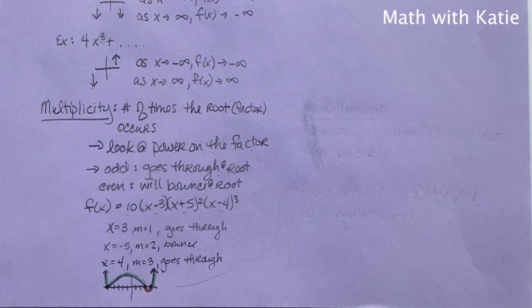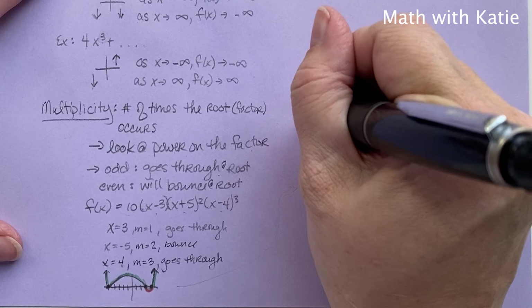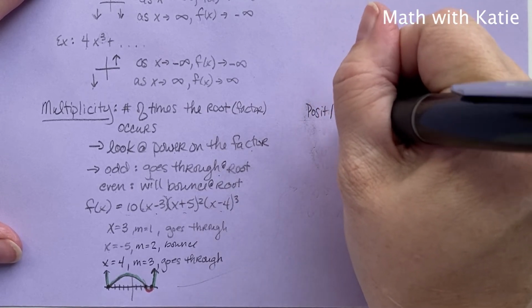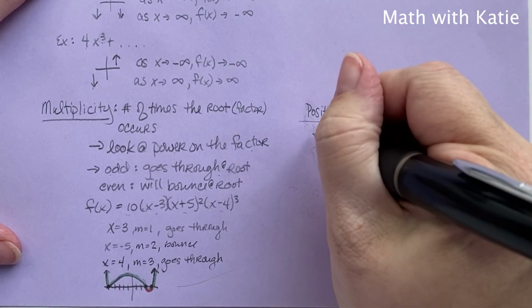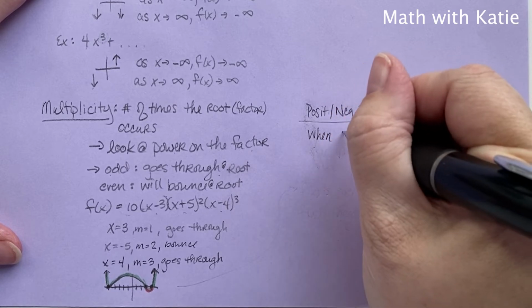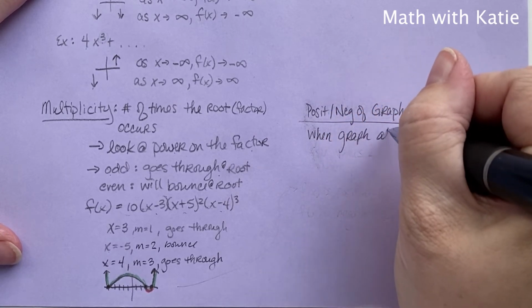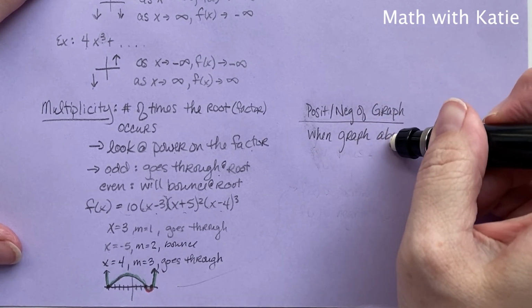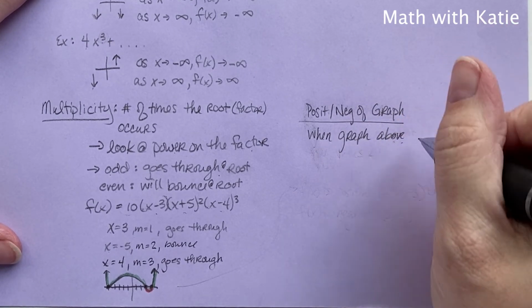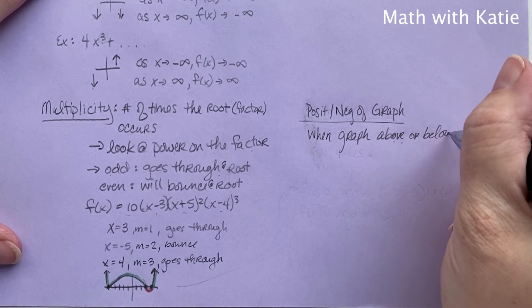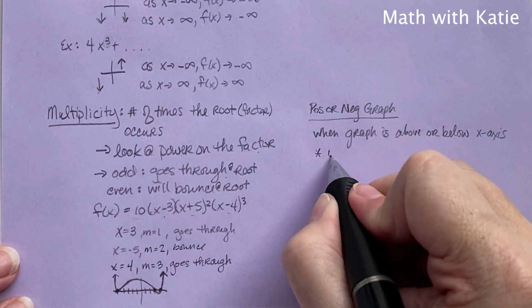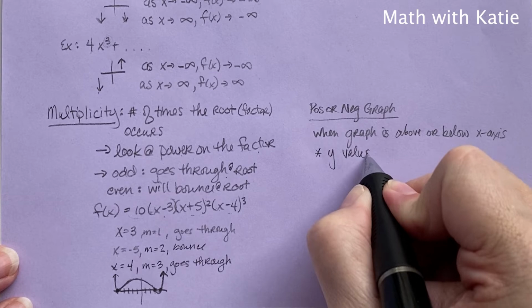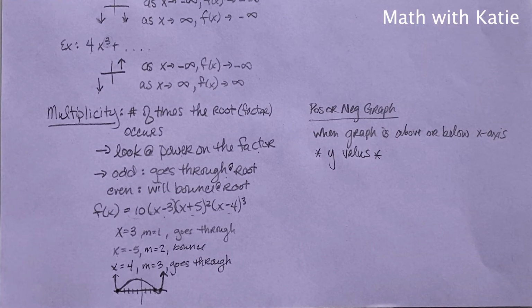All right. So while we're here, let's look at the positivity and negativity of our graph, okay? So positive, negative of the graph. Okay, so all we're looking at is when is the graph above or below the x-axis. Okay, so really what we're looking at is the y values. Okay, when are they positive? When are they negative across our domain?